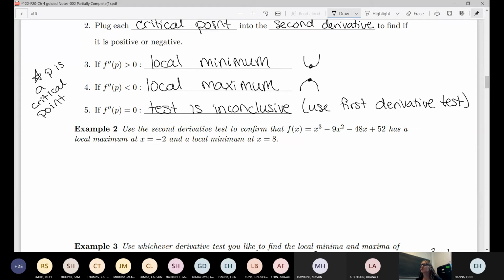So let's try to use the second derivative test to confirm that that function has a local max at x equals -2 and a local min at x equals 8. So we kind of are told where these extrema are, and we just want to triple check that they're telling us the right thing. So, well, I'm going to do a bit more than this question is asking, just for review sake. So we take the derivative, 3x squared, 9 times 2 is 18x minus 48.